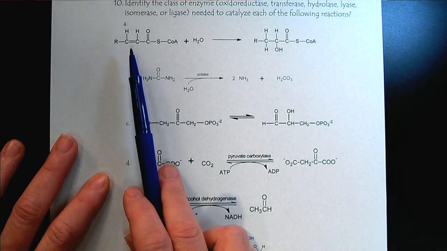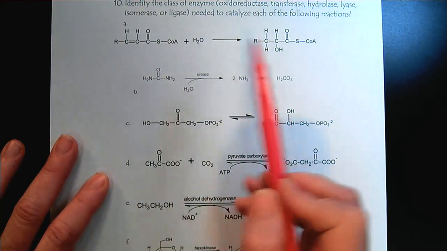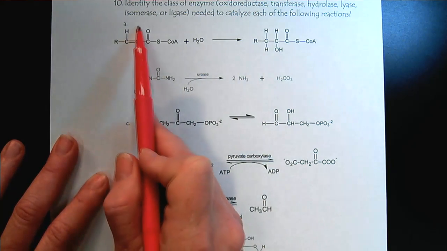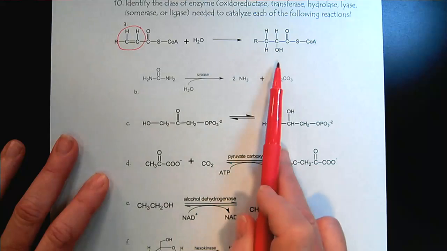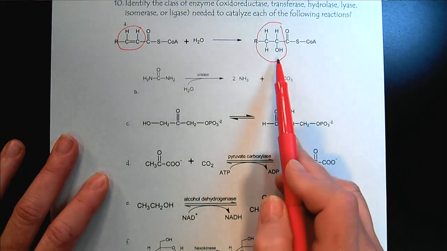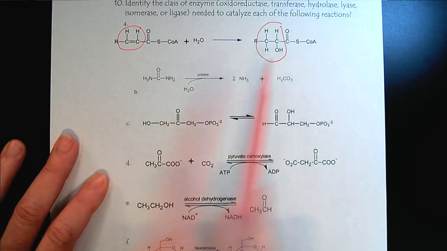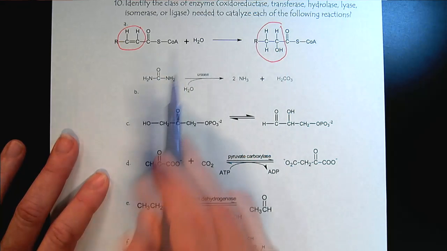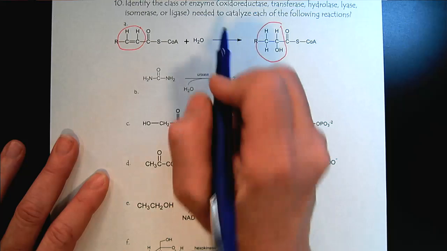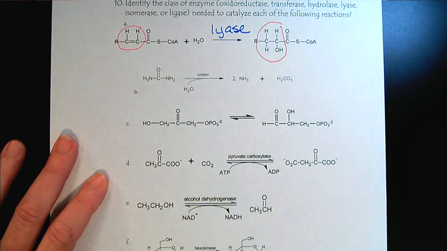Let's look at this first one. It can be very helpful to circle where we see a change. So we look from left to right and we see there's a double bond here and there's no double bond here. But I do see the addition of water, right? So we have 2 molecules forming a larger molecule with a double bond, so lyase. We would need a lyase enzyme to catalyze this reaction.